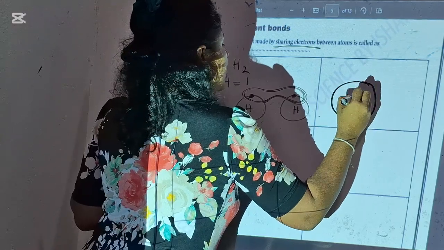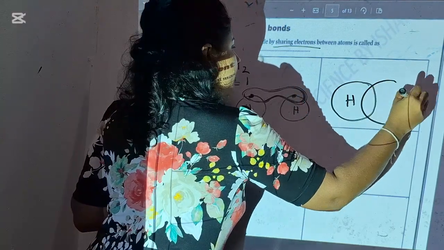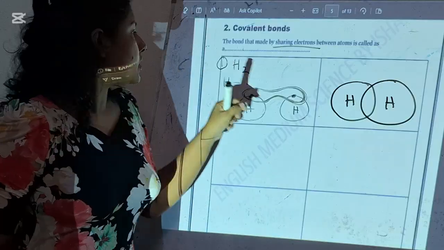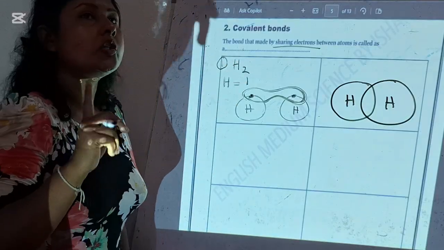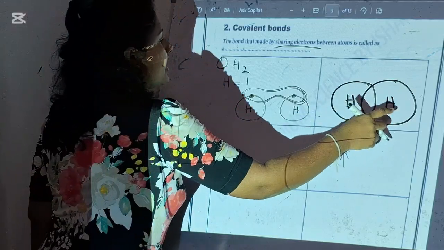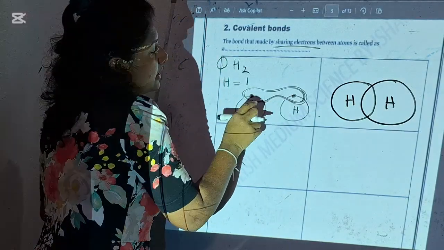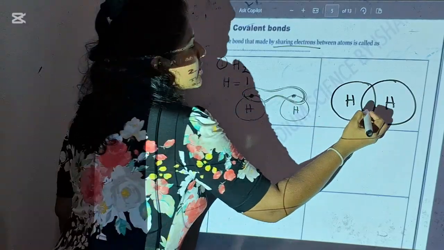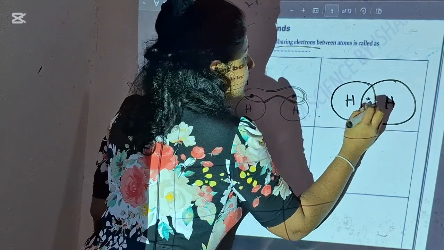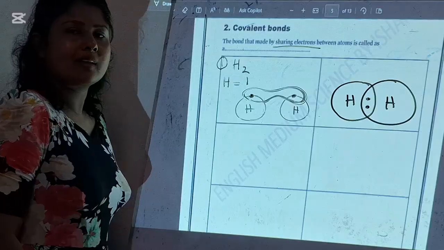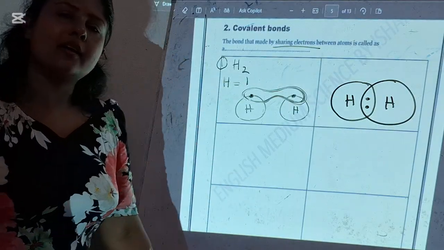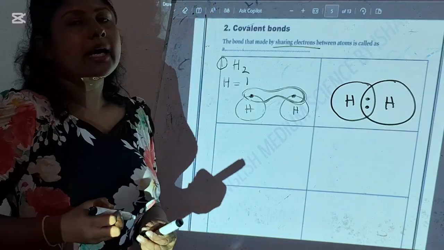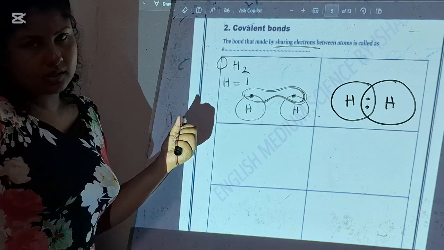Hydrogen H, hydrogen H. The reason I took 2 hydrogens is because H2 contains 2 atoms of hydrogen. Then look at the shared electrons. There are 2 electrons that are shared. So draw them in between them, like this. And this is the covalent bond of hydrogen.